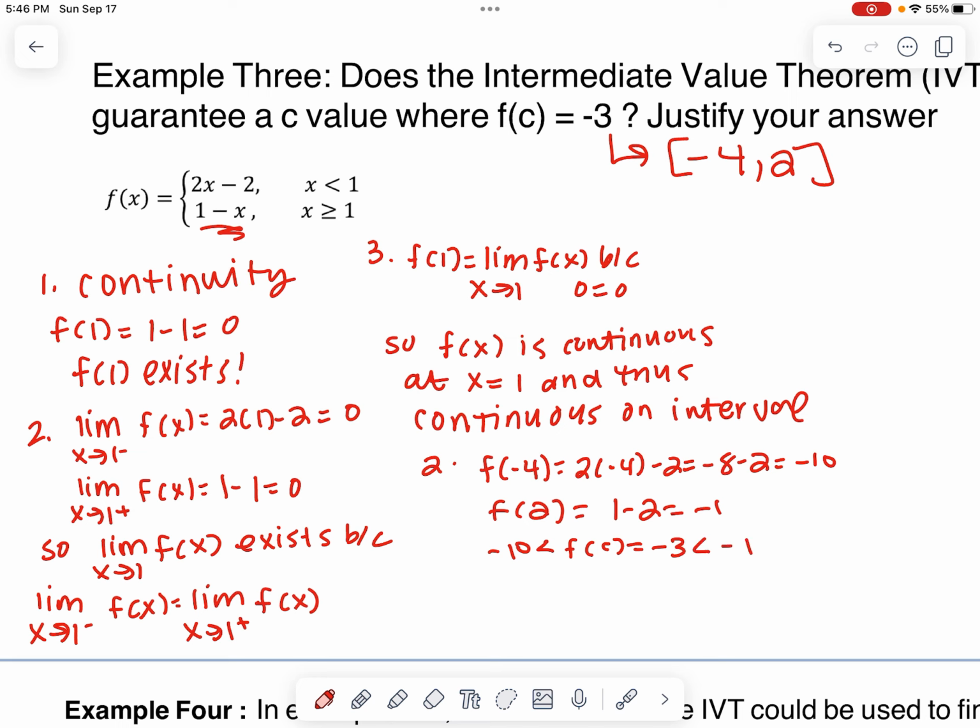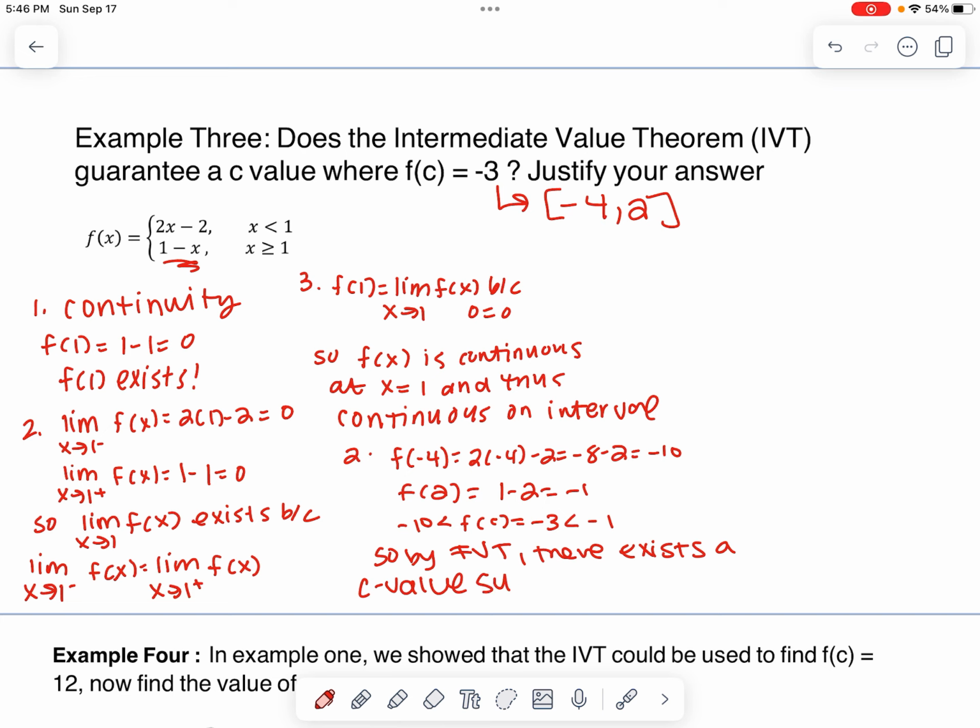And so by the intermediate value theorem, there exists a c value such that f of c equals -3. And I forgot to put this, but specifically between -4 and 2. And so that's that problem. The last two problems aren't as bad and long as that one. So I'm sorry that was so brutal.